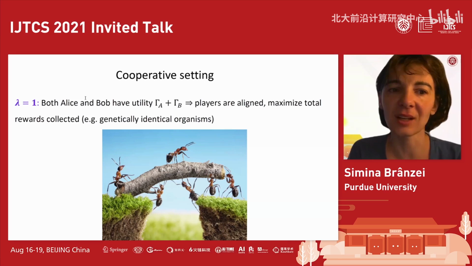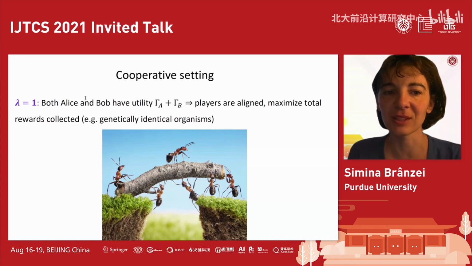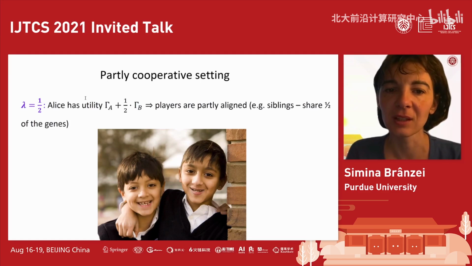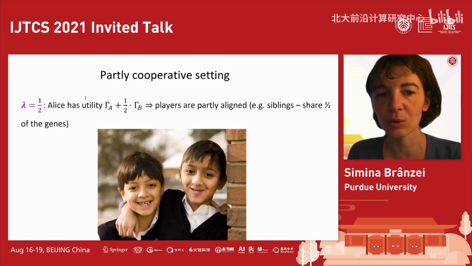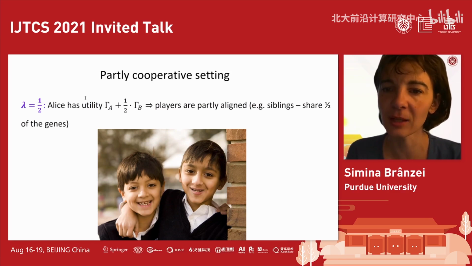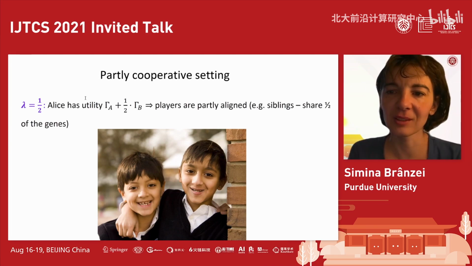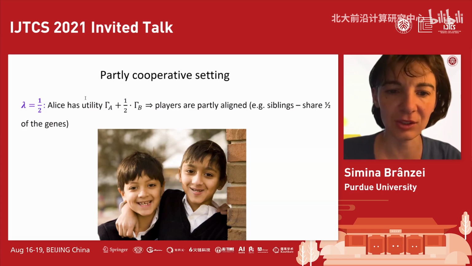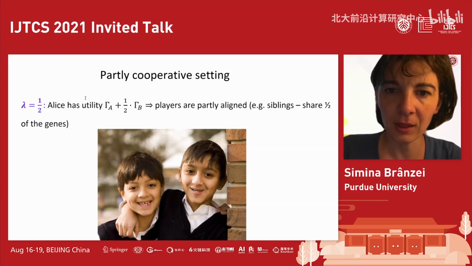And there are other settings for other values of lambda. So for example, lambda equal a half could model players that are partly aligned, like then Alice would have utility gamma A plus half times gamma B. So she wants to maximize her rewards, but she also wants her sibling to be happy. So this could in principle model siblings, which share half of the genes.